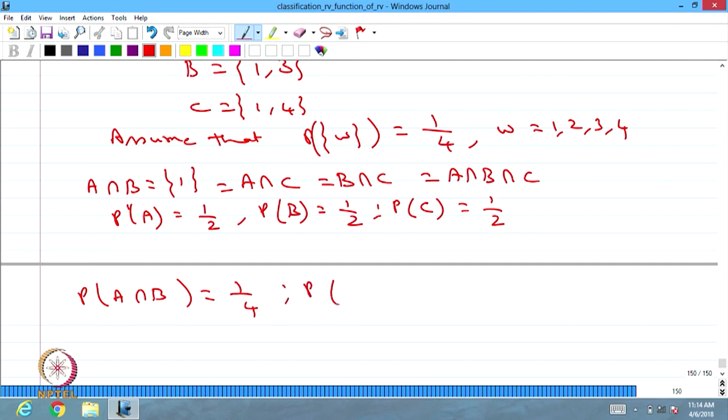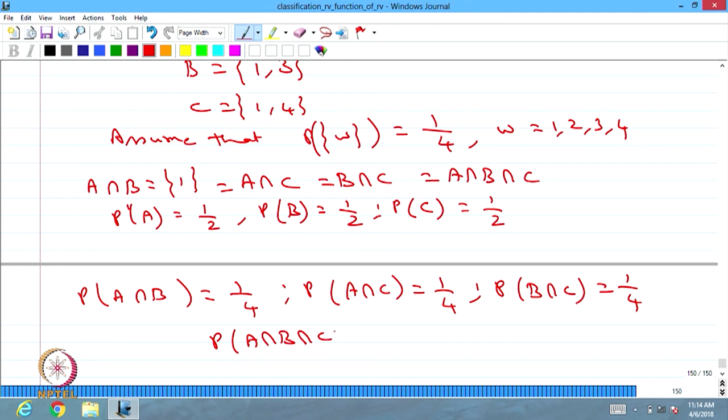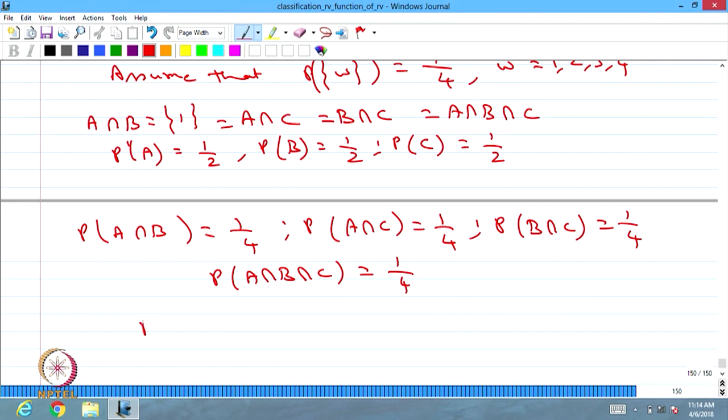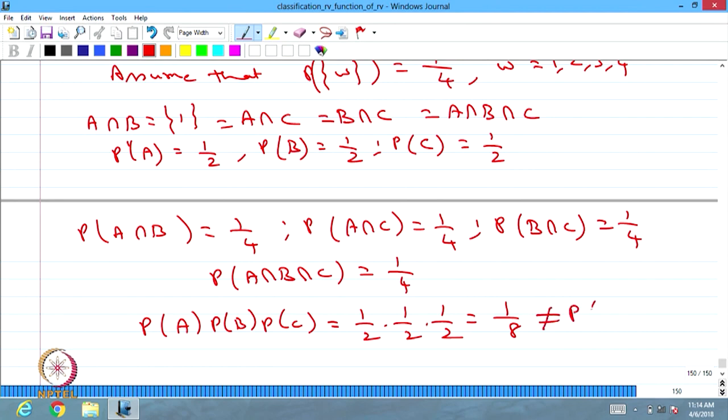Similarly, if you compute P of A intersection C, that is also 1 by 4. Similarly, P of B intersection C, that is also 1 by 4. Whereas, P of A intersection B intersection C, that is also 1 by 4. For example, if you test P of A into P of B into P of C, that is going to be 1 by 2 into 1 by 2 into 1 by 2, that is 1 by 8, which is not the same as P of A intersection B intersection C.